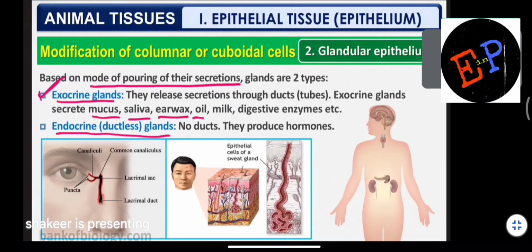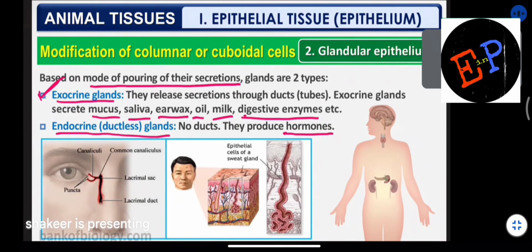Oil produced in the skin is also released through ducts only. Milk is also produced through tubes, pipes, and so are digestive enzymes. Clear? Whereas endocrine glands are also called ductless glands. They do not have any ducts. Able to understand? And all the hormones produced in the body are ductless.